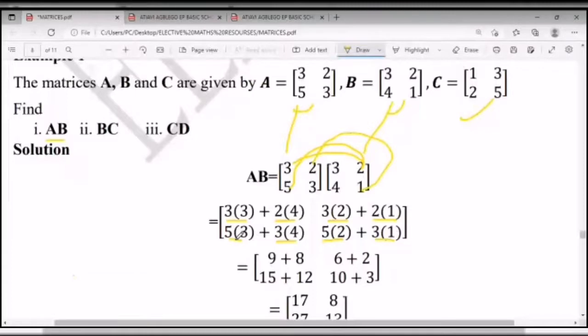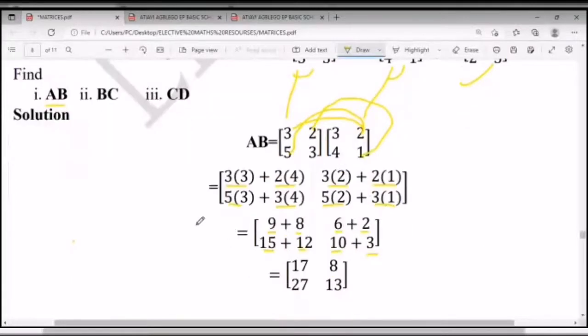Now let's do the multiplication. 3 times 3 will give us 9, plus 2 times 4 will give us 8. 5 times 3 is 15, plus 3 times 4 is 12. Now let's do the second column. 3 times 2 is 6, plus 2 times 1 is 2. 5 times 2 is 10, plus 3 times 1 is 3.